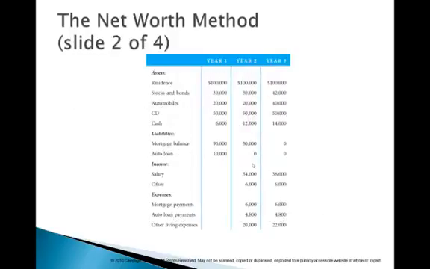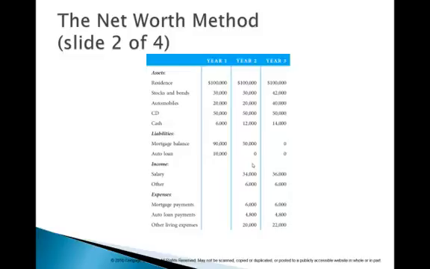And this slide just gives you an example of how to use the net worth method. So if you just had an individual for years 1, 2, and 3, they had a residence that's $100,000. They had stocks and bonds that were $30,000 and went up to $42,000. They have $20,000 in automobiles that jumps to $40,000 in year 3. They have a certificate of deposit for $50,000, a CD. They have cash in the bank, $6,000 to $14,000.